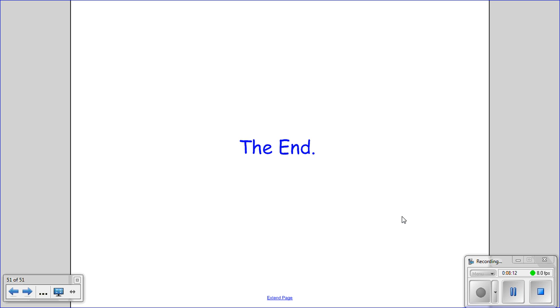That's the end of slope. I hope that you enjoy working with your slope. Remember, it's the change in y over the change in x. And make sure that you keep them in the same order.